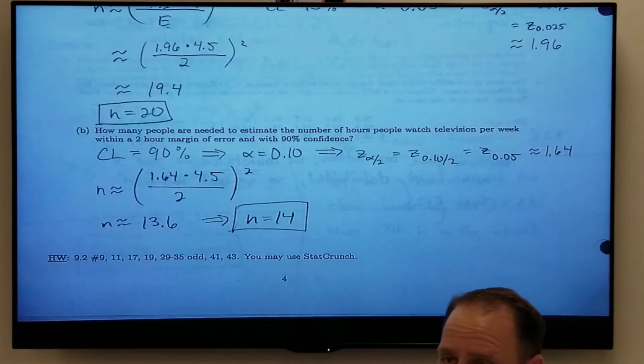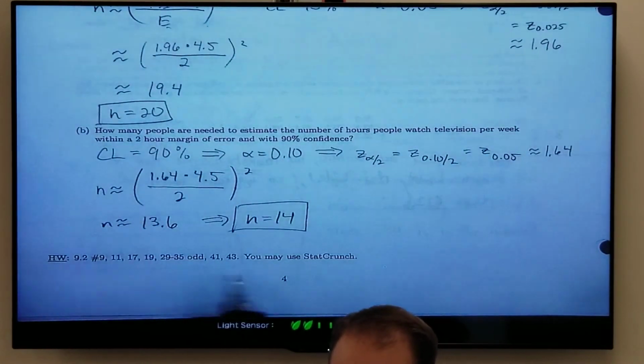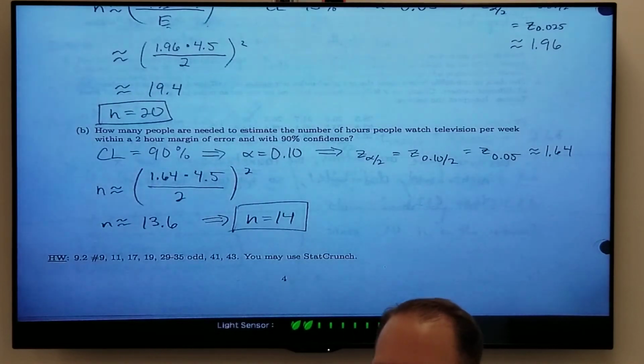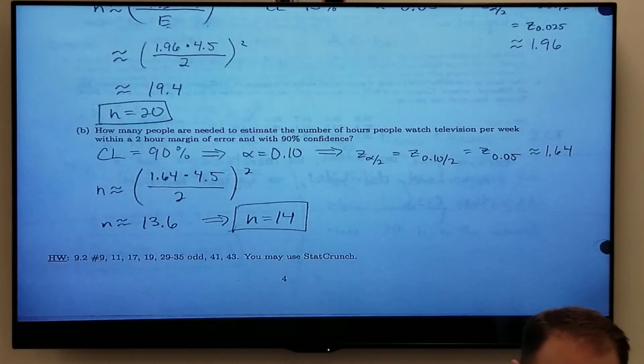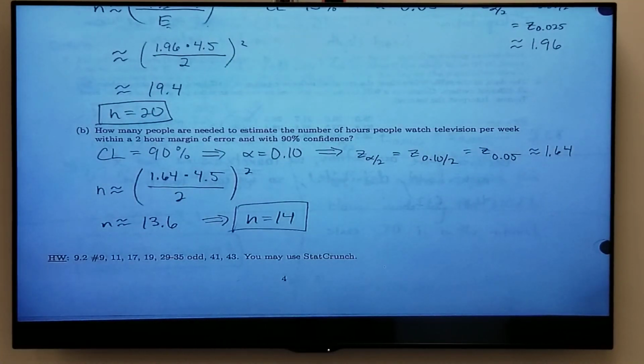So that does it for 9.2. Here's your homework assignment. You can use StatCrunch on all of these problems. Even though we worked out one of these things by hand, you don't have to do any of them by hand. You can just use StatCrunch on all of them. Even if the book says to do it by hand, just use StatCrunch. Okay, that's it.